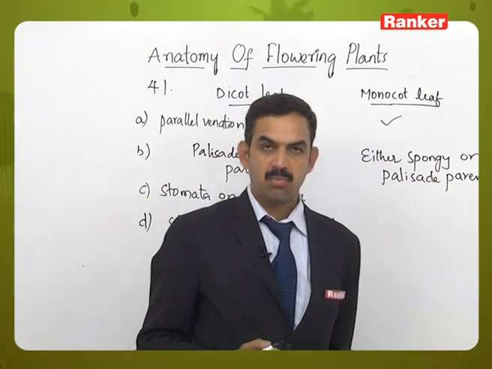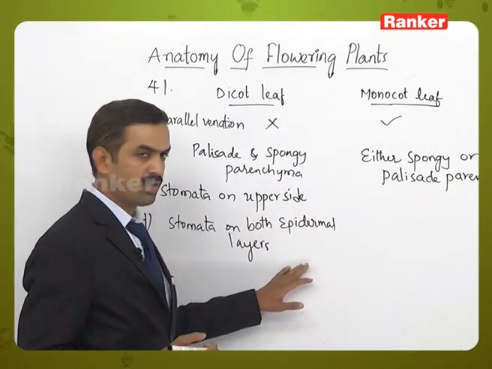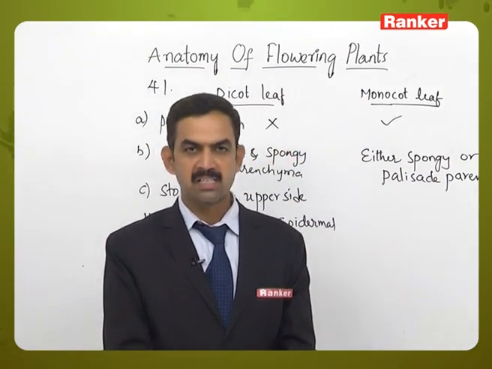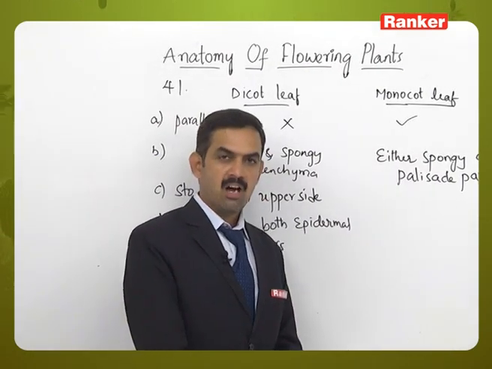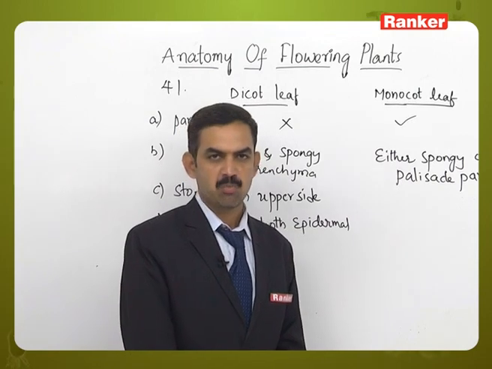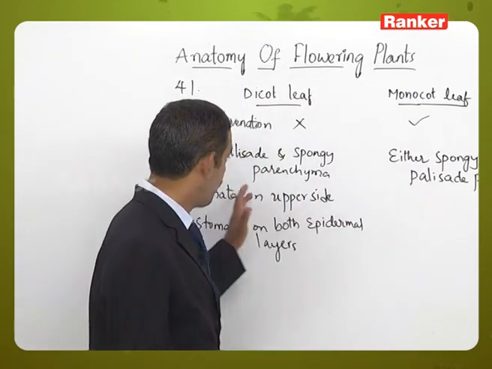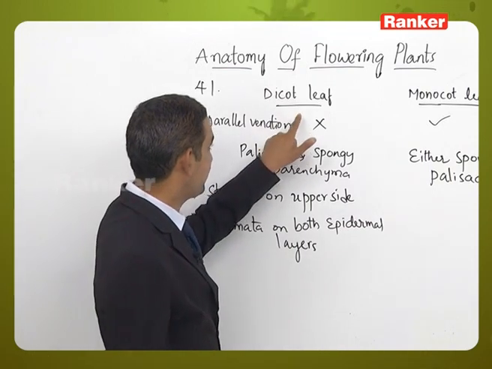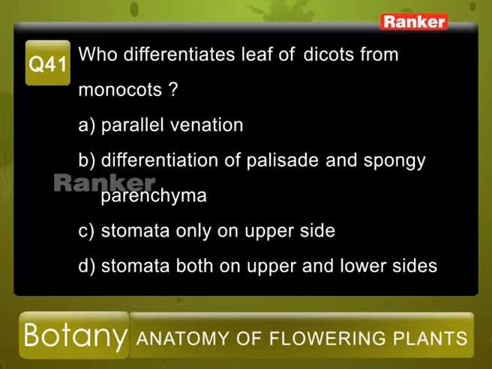In both of them the stomata are present on both the epidermis, but in the dicot leaf there are more stomata on the lower side, that is hypostomatous, and fewer on the upper side. Whereas in the monocot leaf the stomata are almost equally distributed on both the upper epidermis and the lower epidermis. So from the four options given here, the differentiation of palisade and spongy parenchyma is present in dicots, but such a character is not seen in monocotyledonous plants. So from the given options, option B is the correct answer.